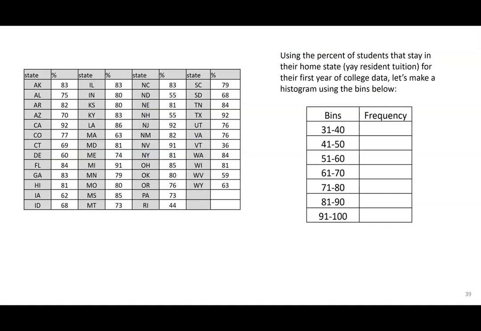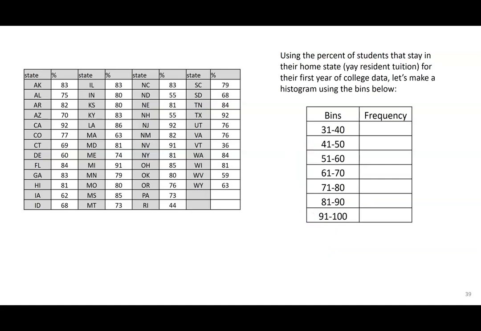Okay, so back to our states and in-state students example. I'm going to make a histogram. I've decided to make bins roughly groups of 10 here. If you've noticed, all these percents are rounded to the nearest percentage. And not only that, Vermont is the lowest one, so I'm going to start with 31 to 40. You're welcome to do 21 to 30 and the lower ones. However, since I know Vermont is the lowest one, I'm going to start here and include all the others: 41 to 50, 51 to 60, all the way through 91 to 100. I stopped at 100 because you can't have more than 100% of your students stay in state. It doesn't work that way.